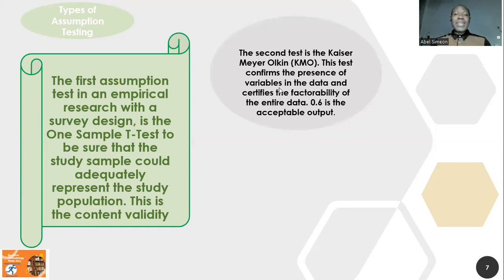KMO means Kaiser-Meyer-Olkin test. This test confirms to you, the user, that there are variables in your data. Of course, the output must be 0.6, or 60%. If it is less than 0.6, then you begin to have some spurious outcomes, some biased outcomes, that may not be trusted.